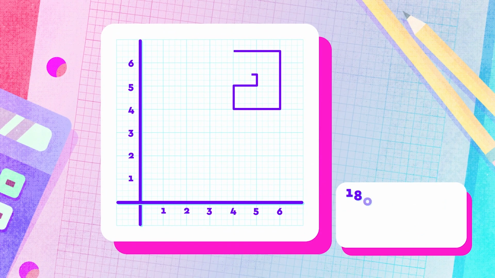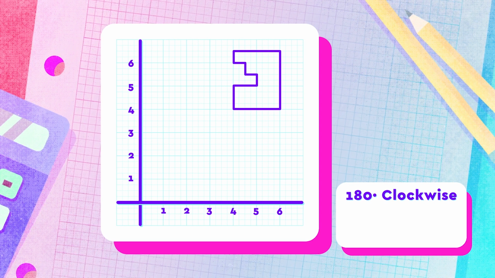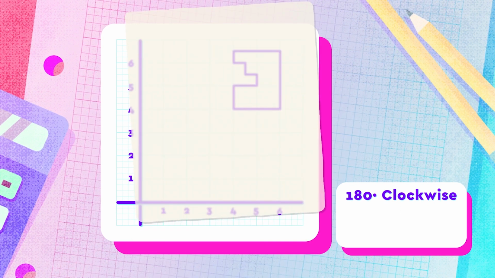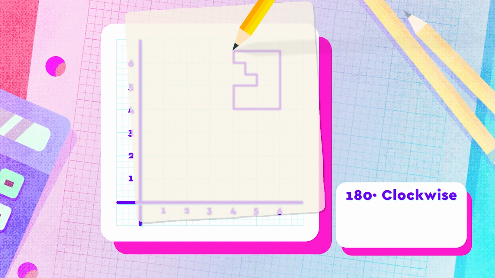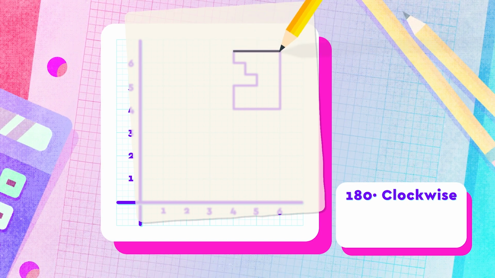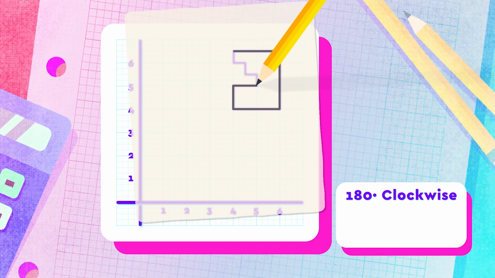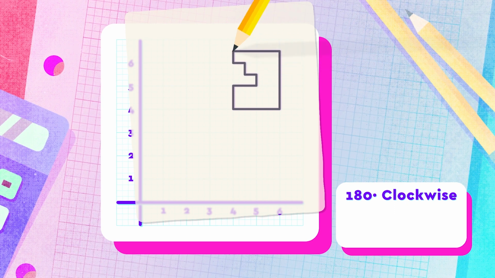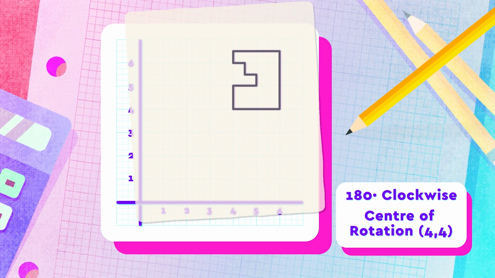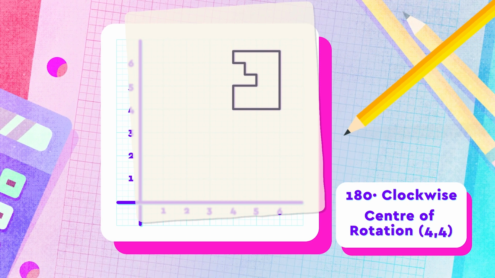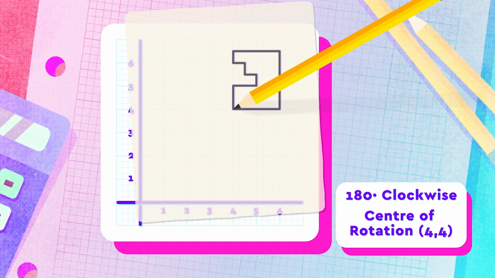An easy way to approach rotations is to use tracing paper with a pencil. And the steps are as follows. First, place the tracing paper over the grid where the shape to be rotated is. Second, keeping the tracing paper in one place, draw the shape on the tracing paper. Third, locate the point that is the center of rotation and place the pencil over this point.